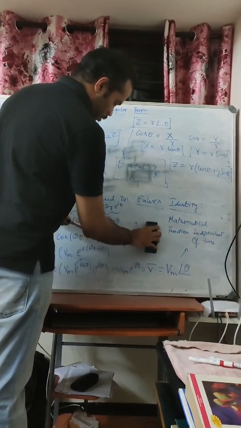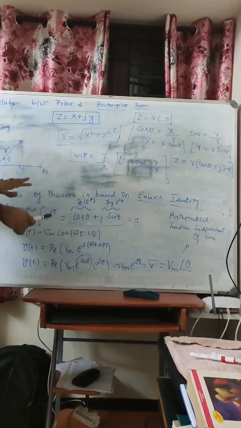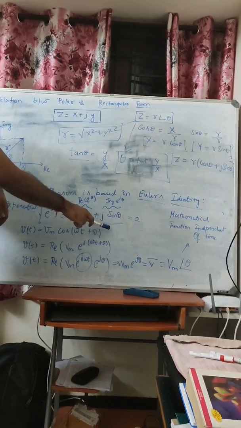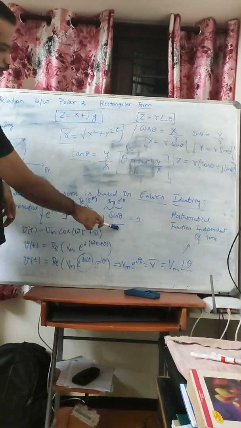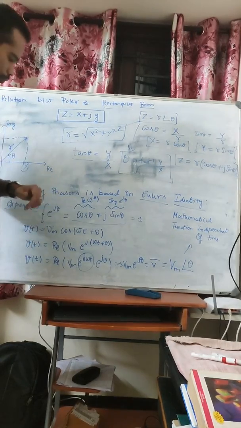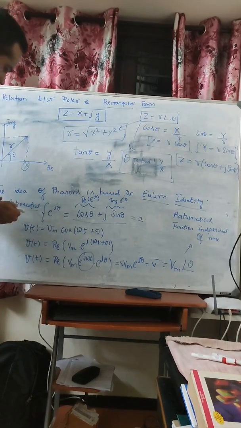Okay. So as of now, you just keep in mind that your exponential form is going to follow your Euler's identity. So your Euler's identity is actually relating your rotation, which is basically relating to your unit circle. Okay.